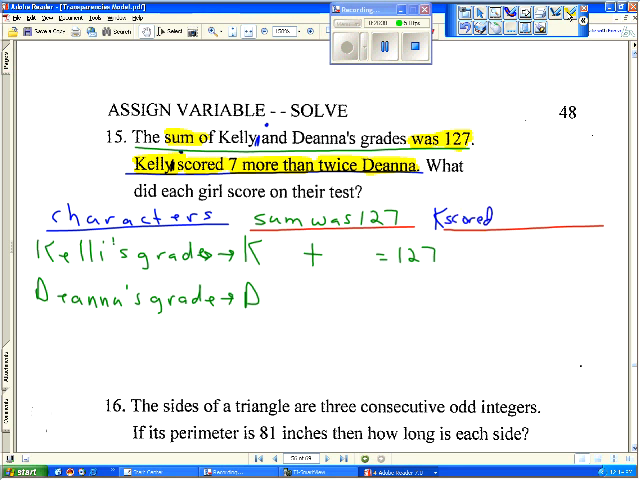Kelly K, it's Deanna K. That blows your mind, doesn't it? Kelly K scored. It's Kelly something. She might not want me to. And it's Deanna K. Middle names.